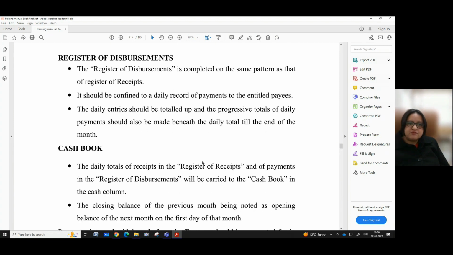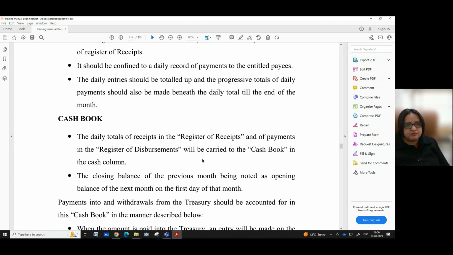Register of Disbursement. The register of disbursements is completed on the same pattern as that of register of receipts. It should be confined to a daily record of payments to the entitled payees. The daily entries should be totaled up and the progressive totals of daily payments should be carried till the end of the month.